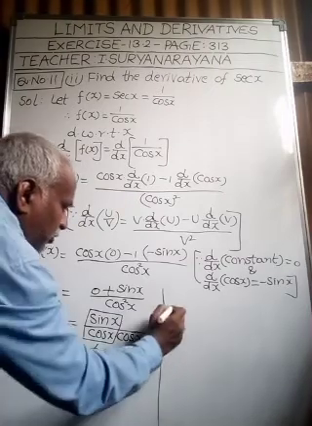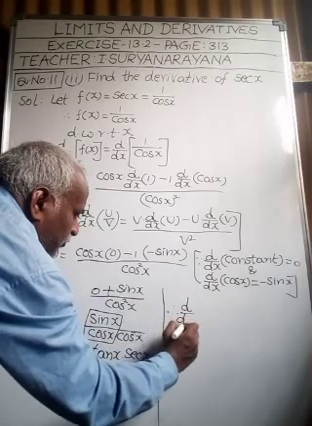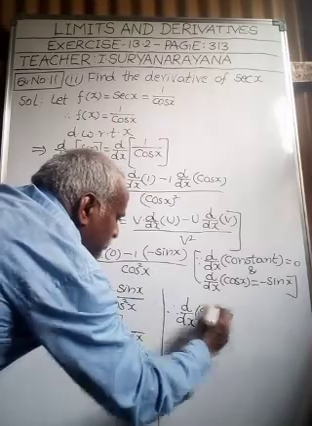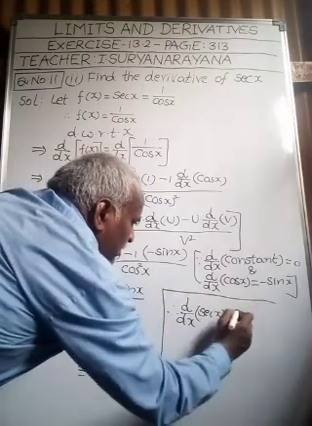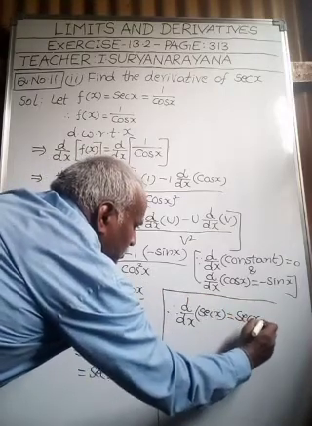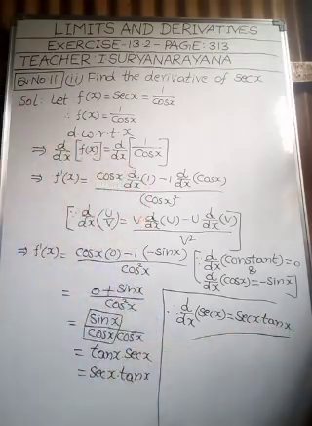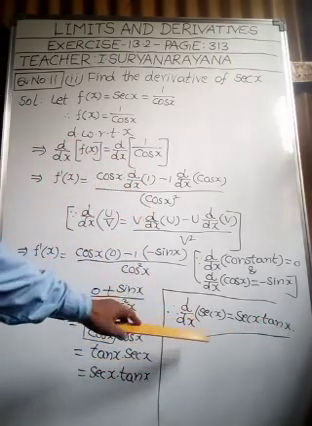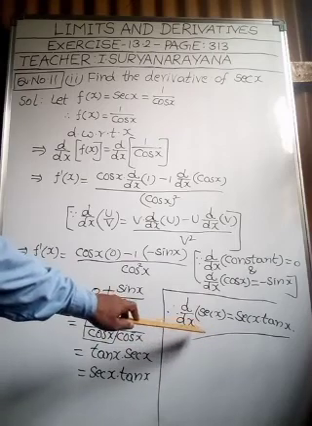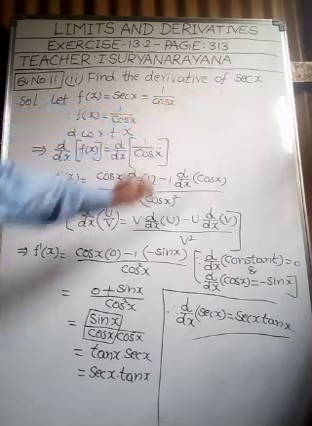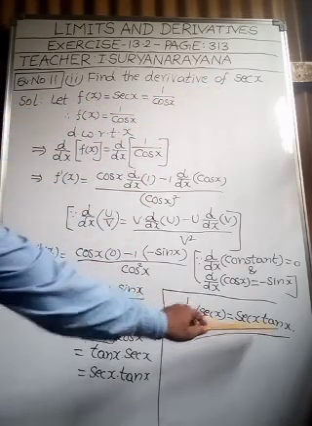Okay, my children, therefore, d by dx of secant x is equal to secant x into tan x. This is a standard derivative. This is also a formula. Okay, my children, understood? The derivative of secant x is equal to secant x into tan x.